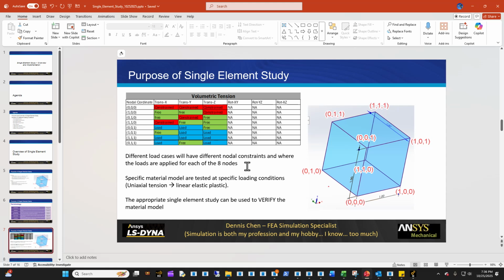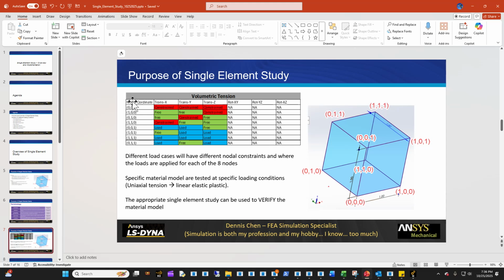So the way I'm going to discuss single element study, as a summary, is because what I'd like for this video and these slides to be about is a repository of how to do single element study, so people can come back to it. I can come back to it even to remind myself how to do this, so what the constraint is actually going to be for each of the load cases.